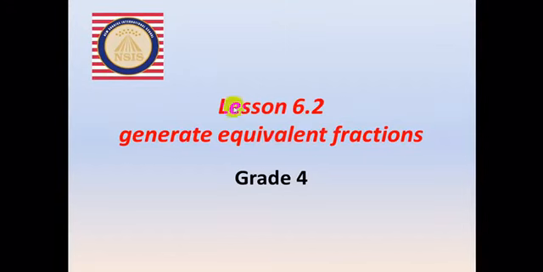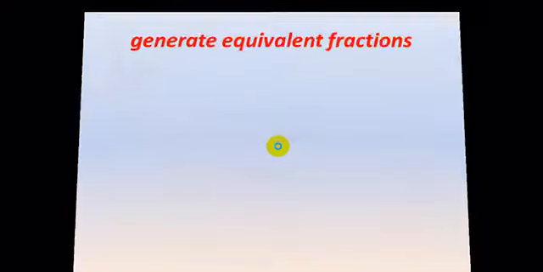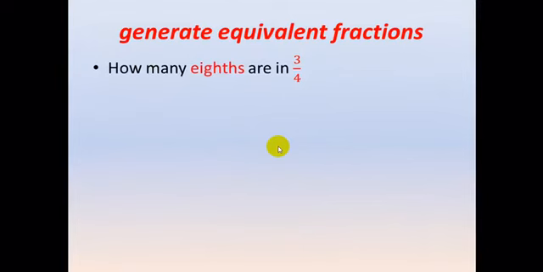Now we take lesson 2 in chapter 6, generate equivalent fractions. In the last session we took equivalent fractions, and we said if I multiply by any number in the top, we should do it in the bottom. We should multiply by 2 over 2, or 3 over 3, or 4 over 4. And if I divide by any number in the top, we should do it in the bottom.